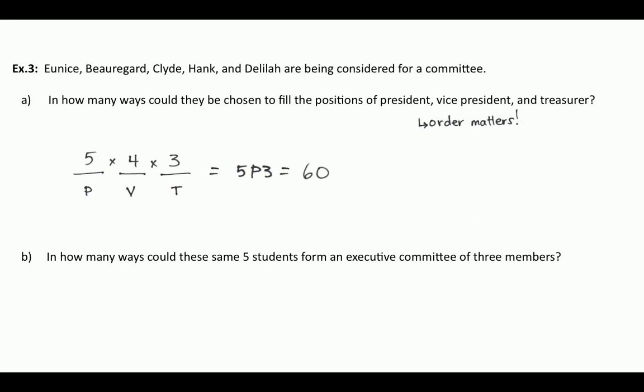So this committee has roles. However, let's say of the 5 students, I want to form an executive committee. I want 3 members on that committee, but they're all going to be equal. So the order that they're in the committee doesn't matter. It's just a committee of 3. And they're going to do everything together.